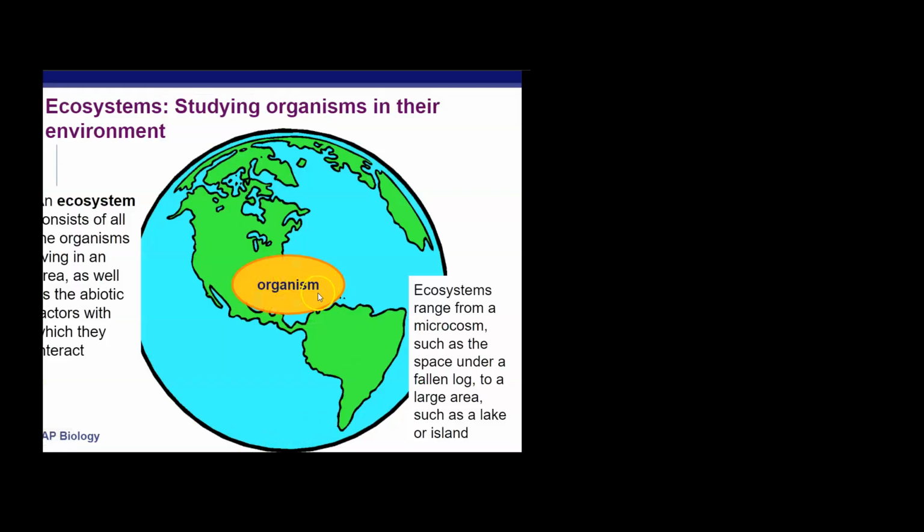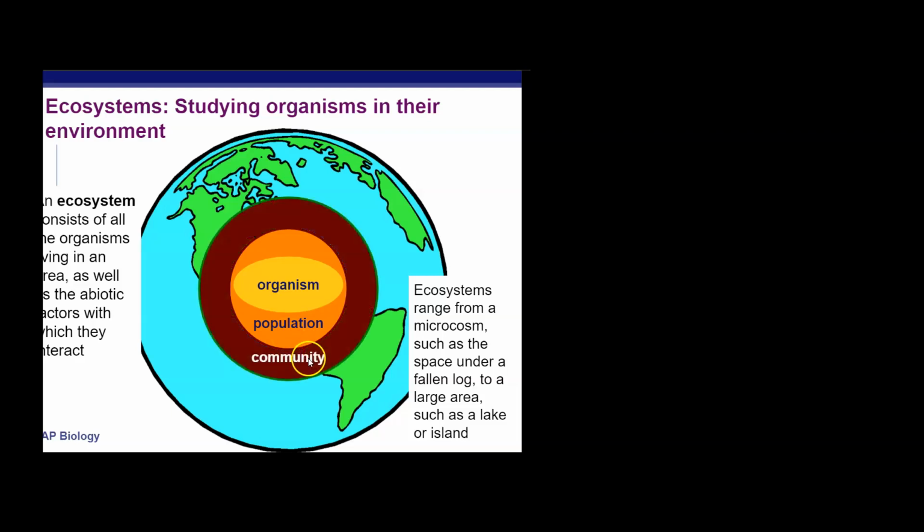So when we started our study of ecology, we looked at individual organisms. And then when we have a group of organisms living together in the same area, all of the same species, we have a population. And then when we add together different populations living in the same area and their interactions with each other, we have the community level of an ecosystem.